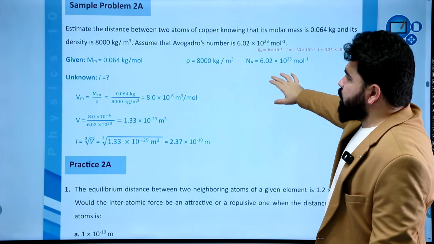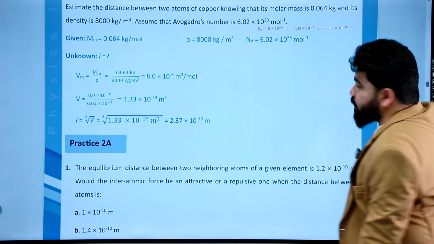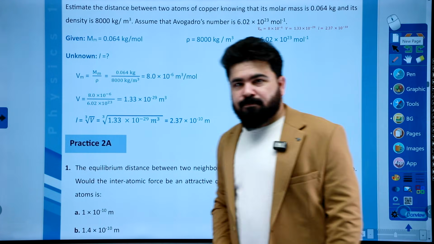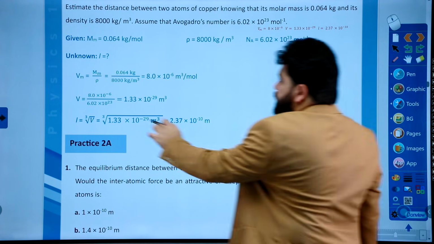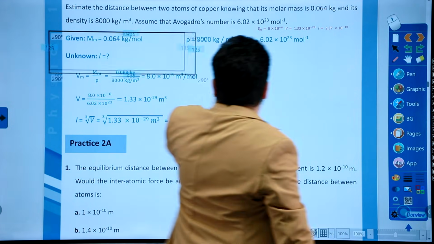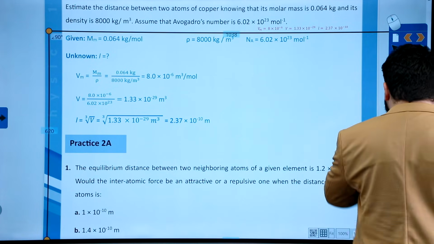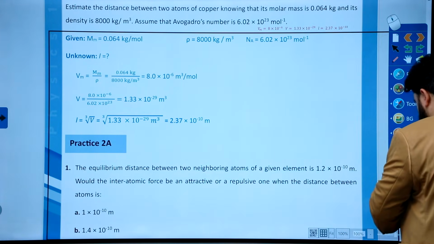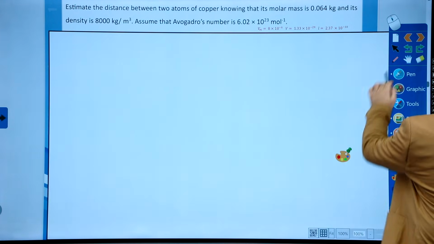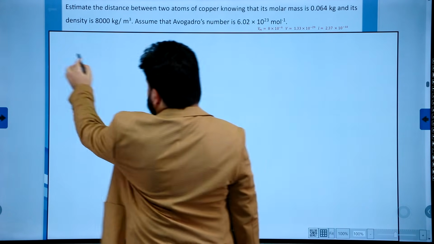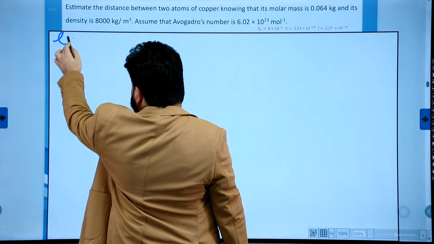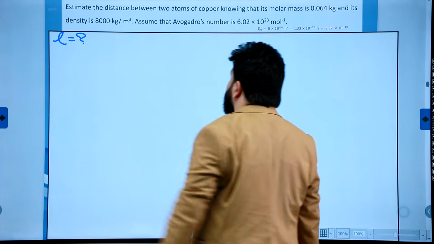Okay, we have sample problem 2a. Estimate the distance. This question is really important because you use all the equations you learn here. It says, estimate the distance between two atoms. So what do we need? We need the length between these two atoms.